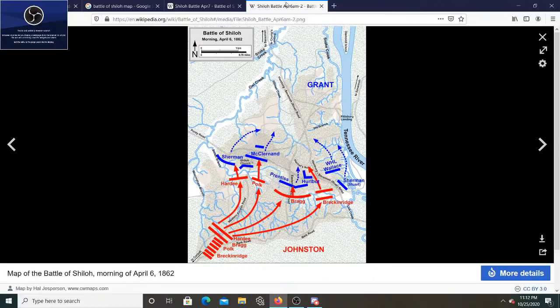So the Confederate plan was to march on Grant's army and attack it by surprise. They were supposed to attack on April 4th. Weather and traffic jams and bad orders meant they didn't attack until the morning of April 6th, which is really bad for them because by that time Buell's army has arrived. The Confederate attacks are very poorly coordinated. It's a lot of frontal assaults that leads to heavy losses.